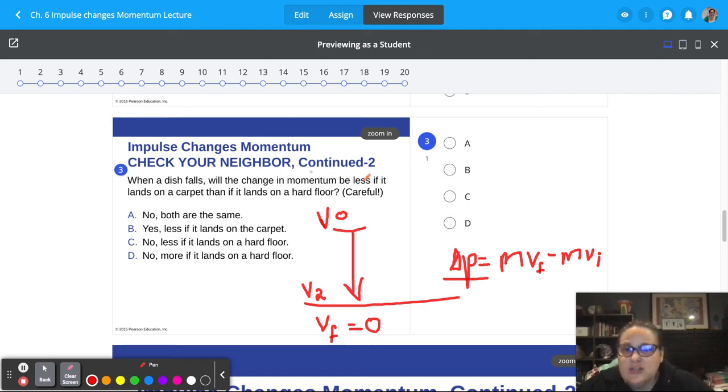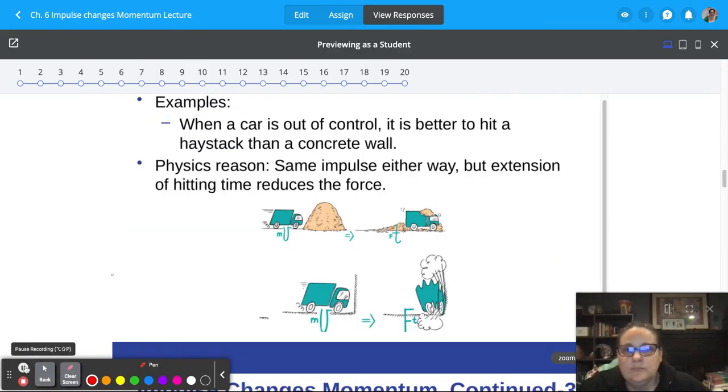So will the change in momentum be less if it lands on the carpet? The answer would be no, they're both the same. If we're talking about force, that's different, but here we're talking about change in momentum, and that is not based on what it lands on, just that it lands.